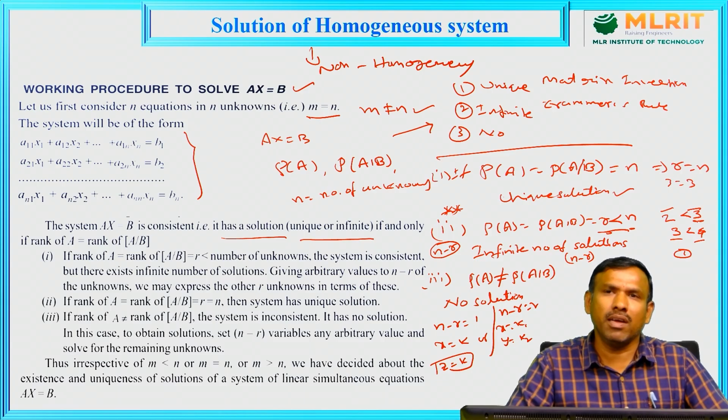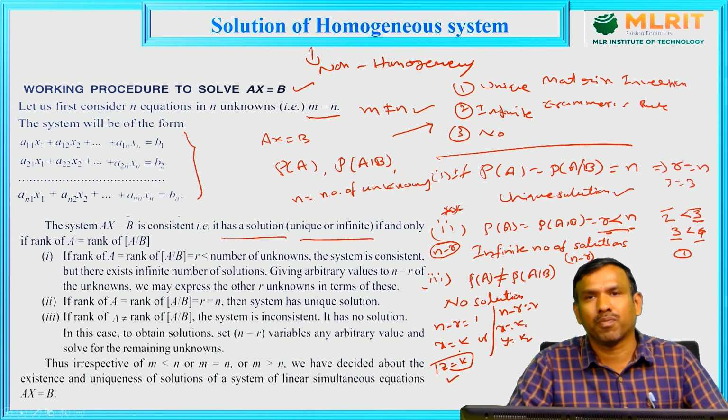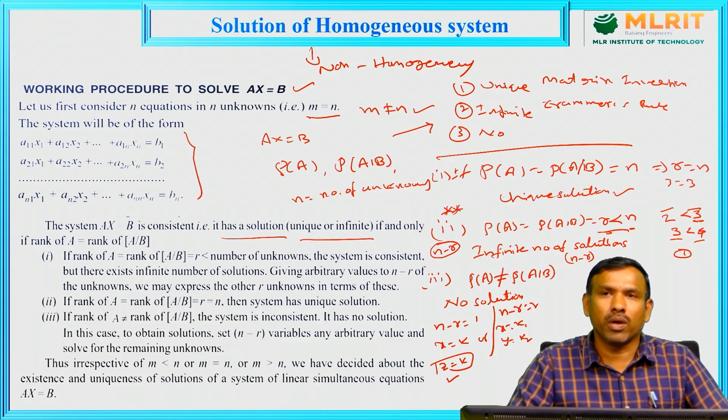Suppose out of 3 unknowns, 1 is selected as an arbitrary constant, the remaining 2 we have to find. So k is arbitrary, it can take any value. Suppose you give k as 10, 1, 3, 4, any value. One variable is in terms of k, so the other 2 variables also must be in terms of k. x must be in terms of k, y must be in terms of k, by solving the system of equations. So the final answer will be in terms of k, like 2k, 3k plus 2.